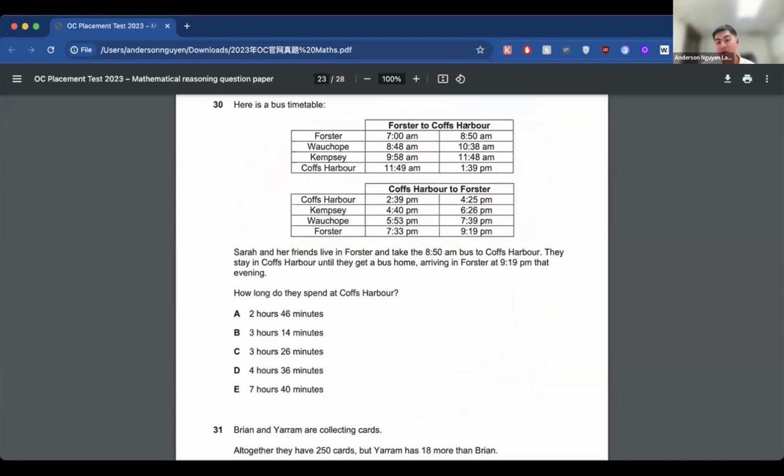So just be careful when you're dealing with these questions with multiple graphs and tables. You need to read the information to see which portion of the tables you are working with. Otherwise, you're going to waste your time or incorrectly use the information.